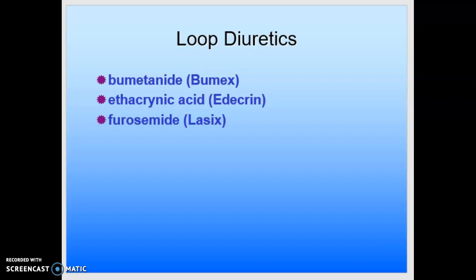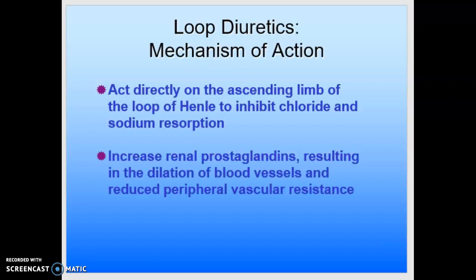With the loop diuretics, you'll sometimes hear these referred to as high ceiling diuretics, and that's because they can cause a substantial decrease up to 20% of the filtered load of sodium chloride and water. So what does that mean? Well, as high ceiling diuretics, the loop diuretics, like furosemide, inhibit the body's ability to reabsorb the sodium at the ascending loop of Henle. So they act directly on that loop of Henle in order to inhibit the chloride and sodium reabsorption.